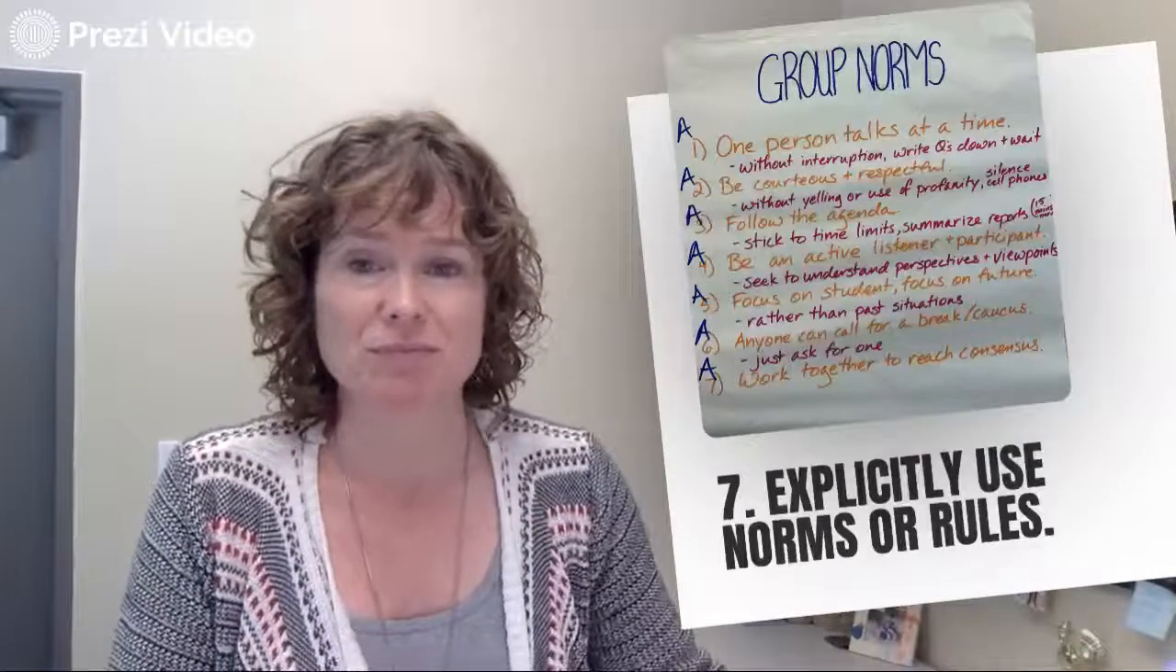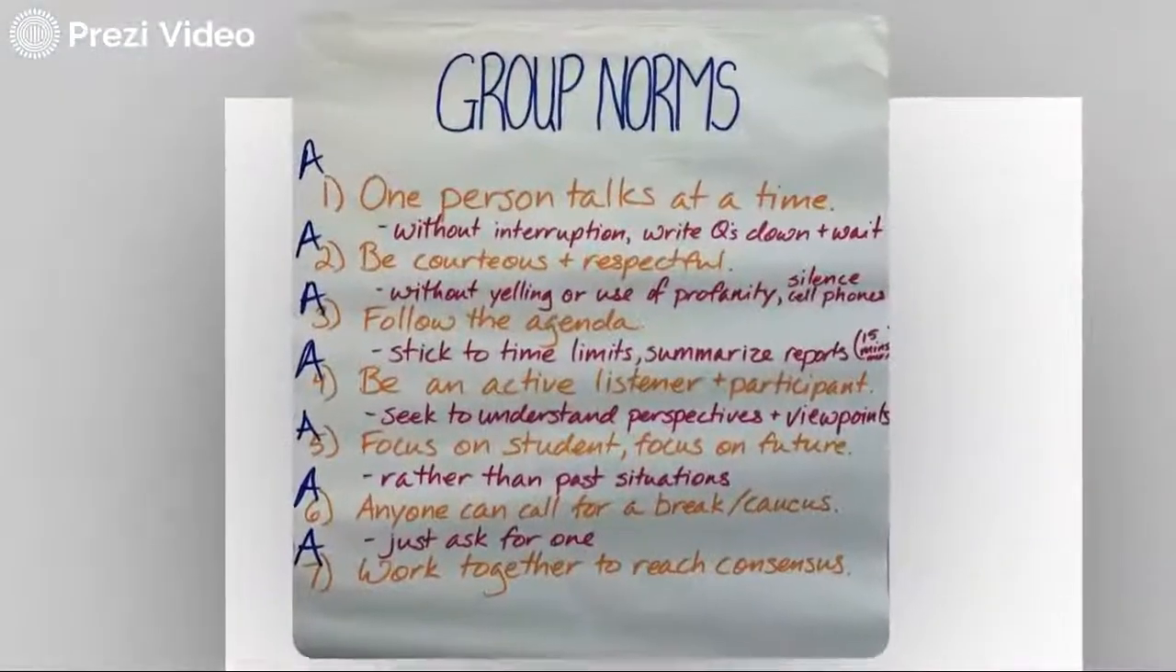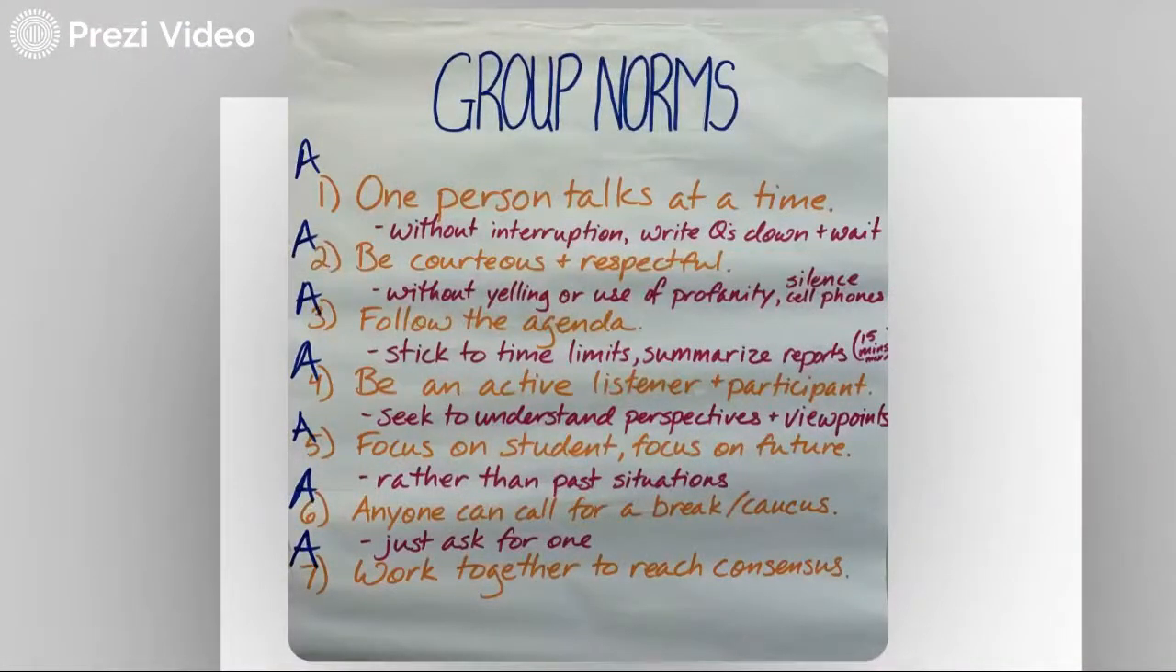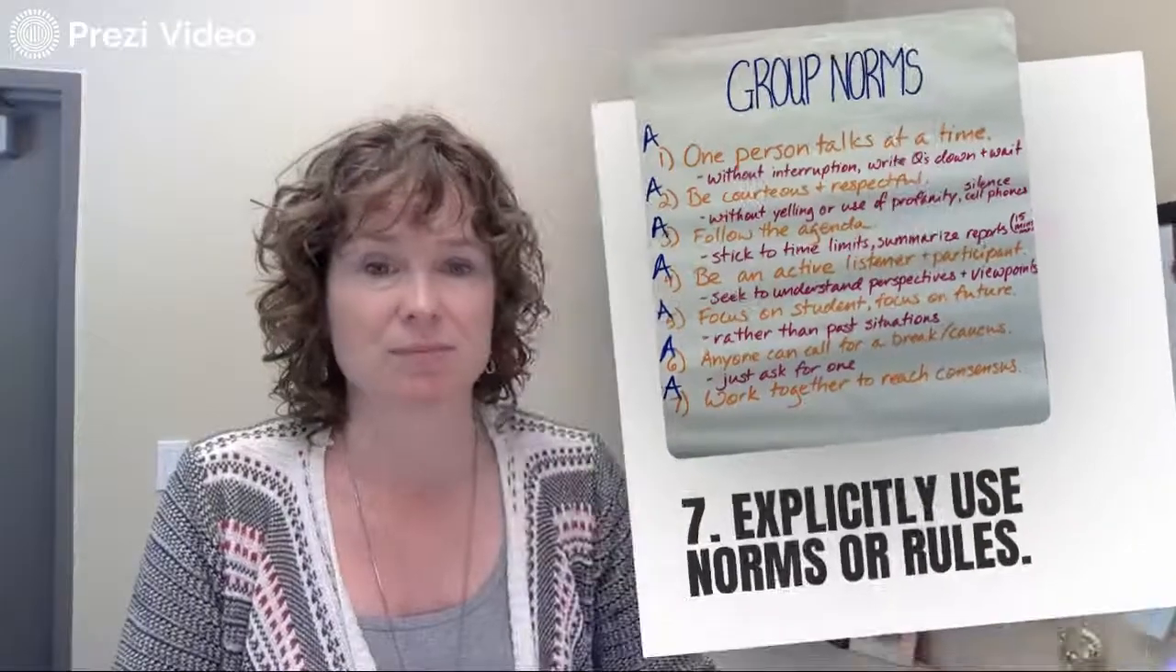Let's see. Here are some examples of these group norms. In orange, we have the explicit rule, and then in pink, we have examples or embellishments to ensure further understanding. So number 1 is one person talking at a time. Number 2, being courteous and respectful. Number 3, following the agenda. Number 4, be an active listener and participant. Number 5, focus on the student, focus on the future. Number 6, anyone can call for a break or a caucus. And number 7, work together to reach consensus.